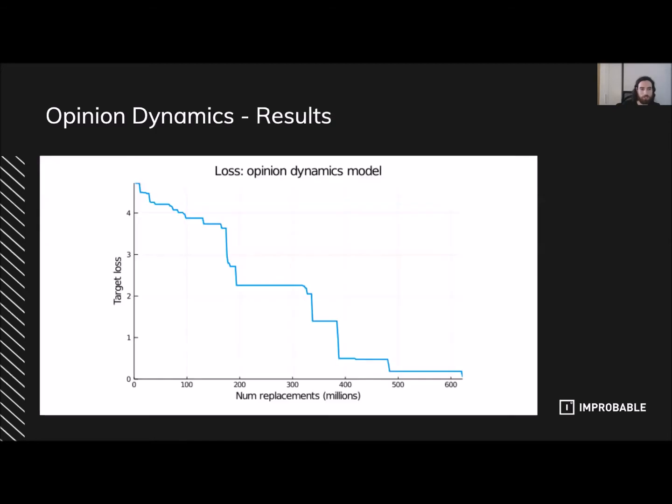Okay, so let's have a look at the results when we run the genetic algorithm on this. You can see the loss here reduces quite nicely. There's some big jumps and it gets down to a very low loss, which means it's recreated the target model very closely.